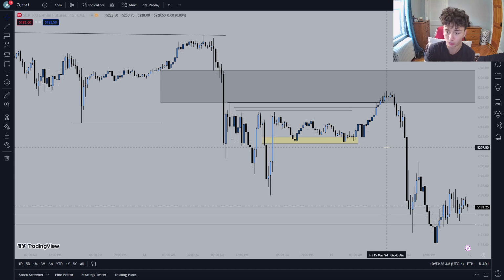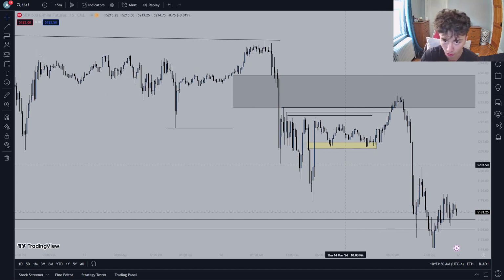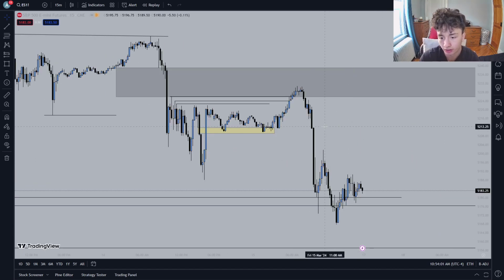When the fair value gap gets closed above, it completely invalidates this. You're not going to be looking for shorts. You're going to be looking for longs. You could have entered here and waited here, and then boom, there's the draw. Here's another perfect example, right? So all of this was very quick.